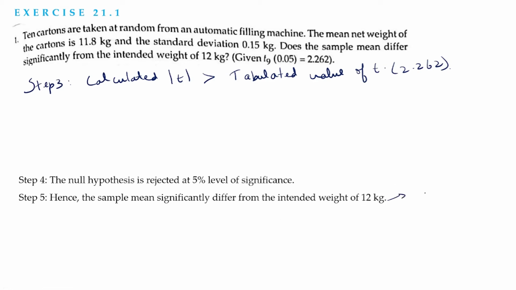The meaning is that mu is not equal to 12. We took H naught as mu equal to 12 and we have to reject the null hypothesis. So it means the sample mean significantly differ from the population mean. We took x bar equal to mu, there is no significant difference between sample mean and the population mean. But since we have to reject H naught, we have the sample mean differ significantly from the intended weight of 12 kg.